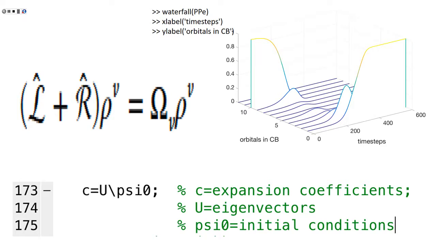It is a solution of a system of linear differential equations, like 100 equations in one line. So we find the expansion coefficients. This vector C will tell the projection of the initial state onto each of the eigenvectors. This vector C, which will have the same size as the number of orbitals in the conduction band, will tell how much a given eigenvector contributes to this initial condition.